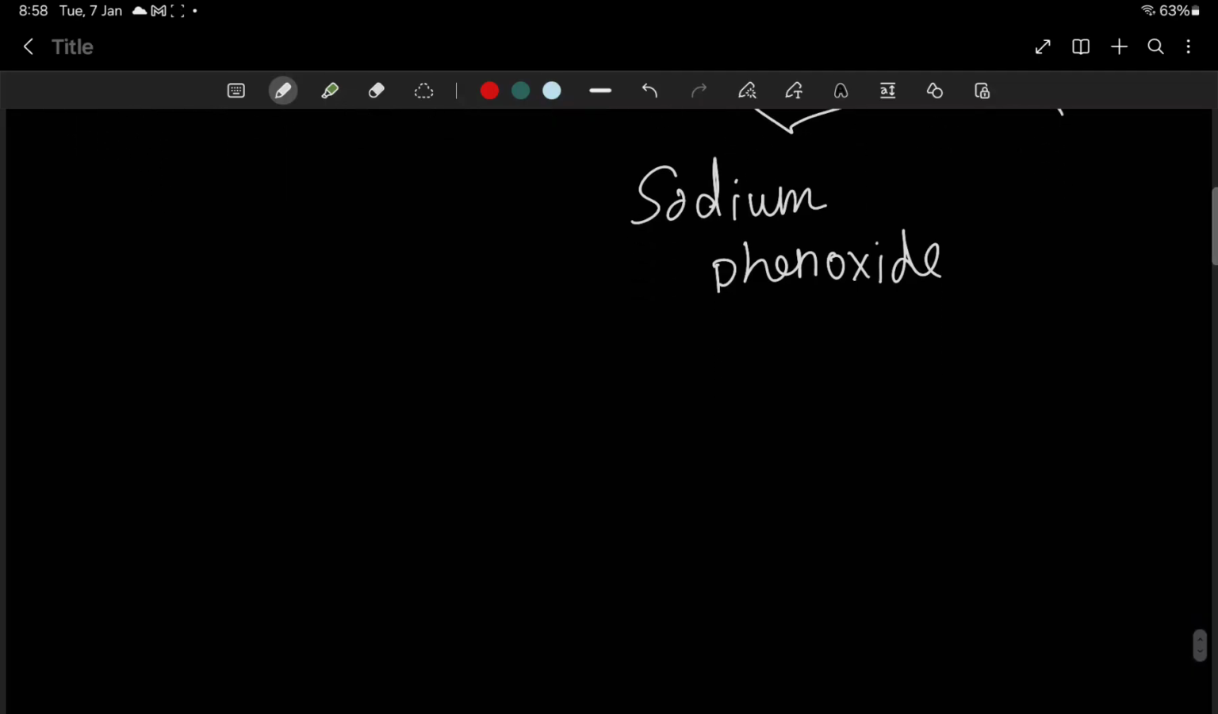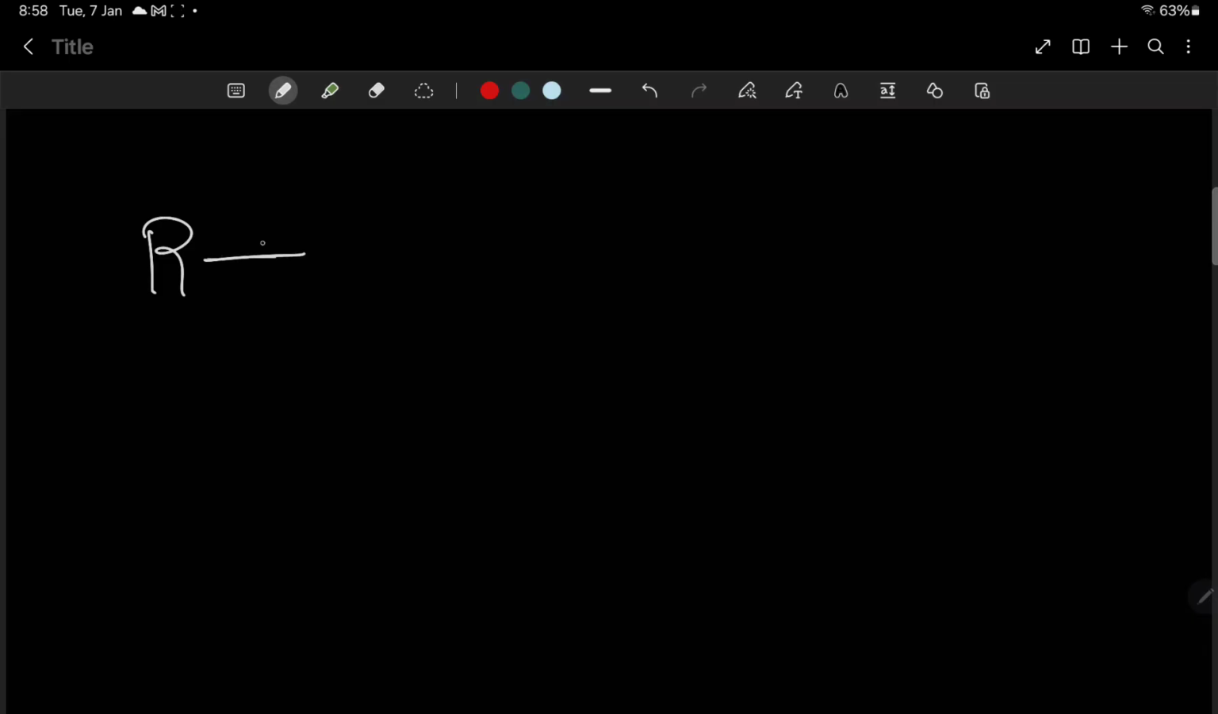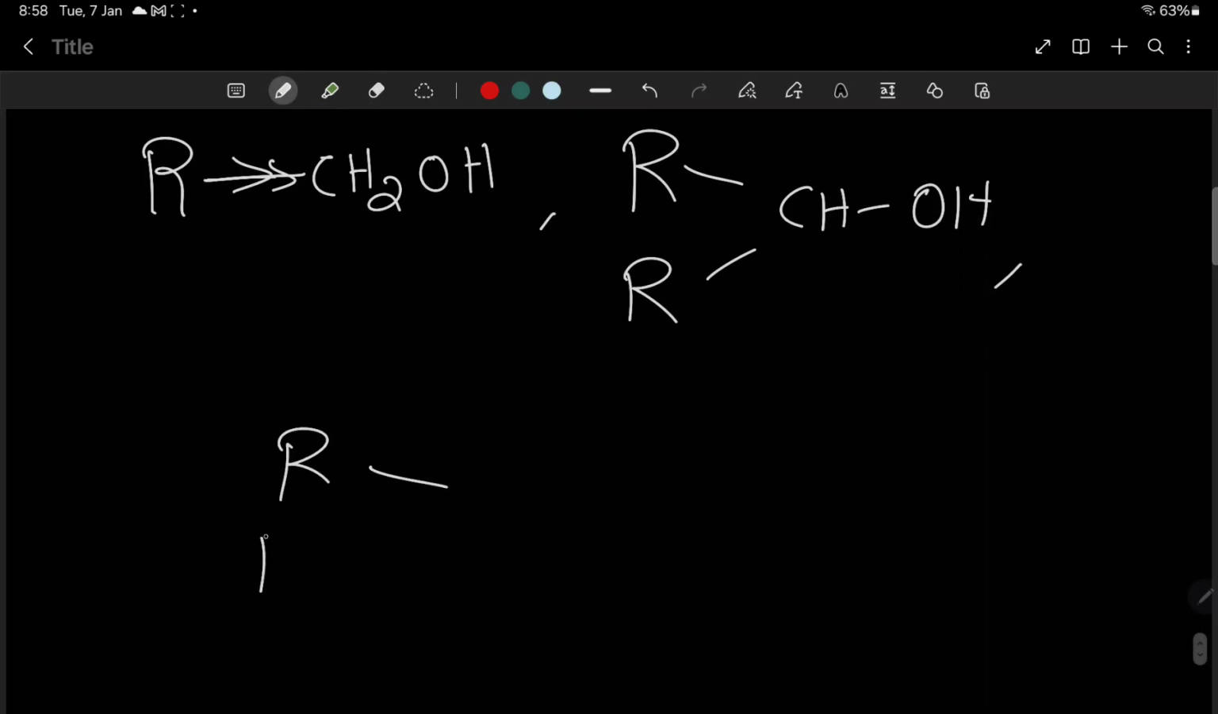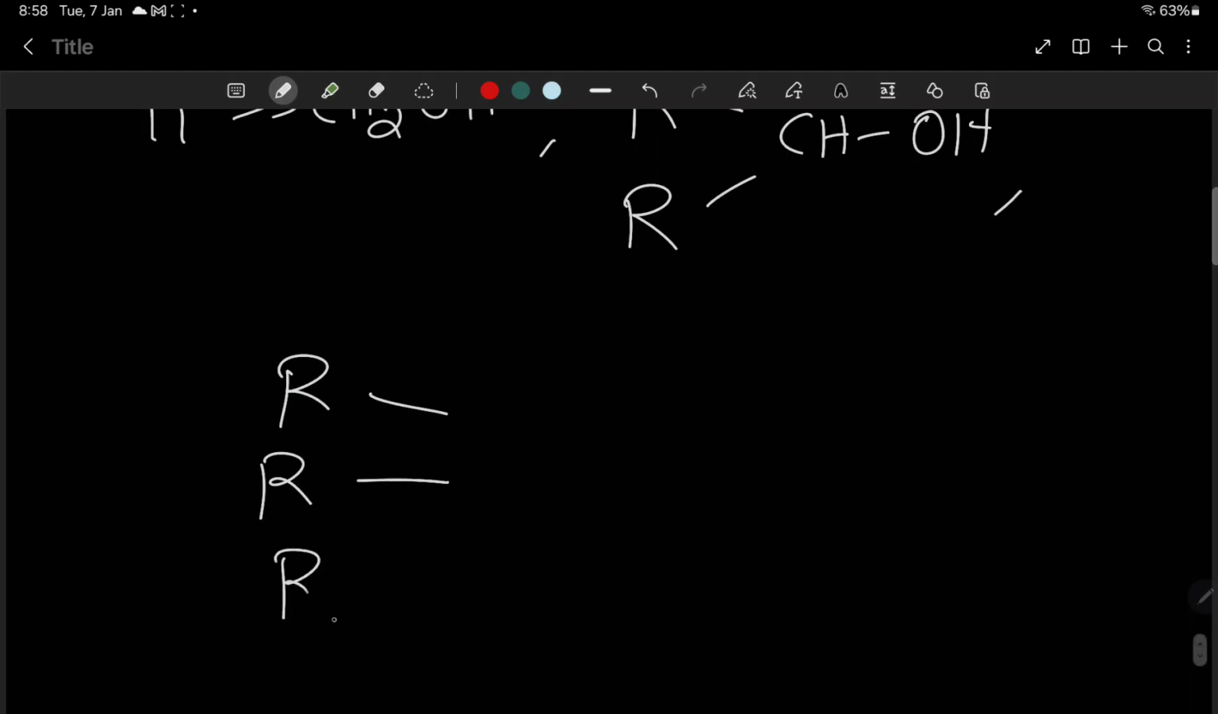Now this acid character. If there is a plus I effect group near the CH2OH, what happens? We'll just explain. You know that. You just consider secondary, that is 2 R groups, secondary alcohol and tertiary alcohol. This difference, if you understand, everything is in your hand. You know the difference, nothing to understand.